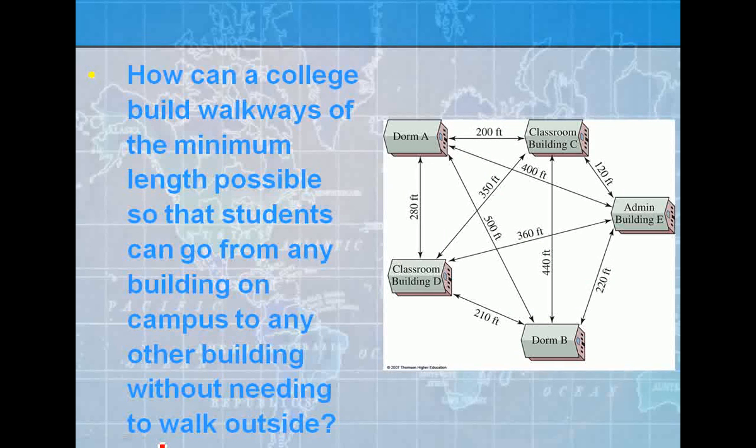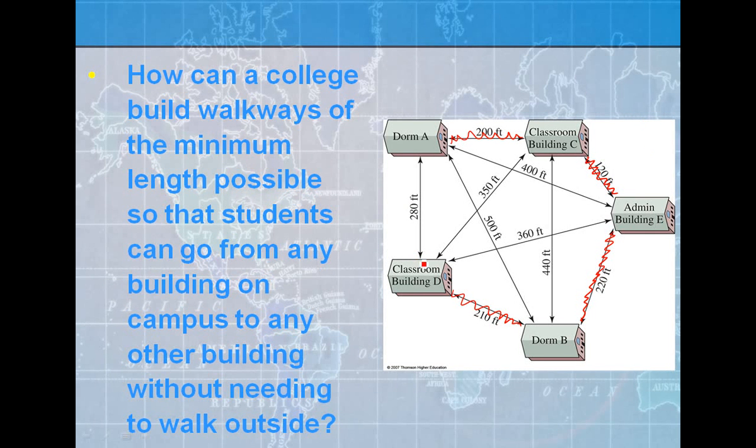So if we want to build walkways for this college and we want to save money, so we want to have the smallest amount possible and still be able to reach all of the classroom buildings and dorm buildings and so on and so forth. So the smallest is 120, so we're going to put that edge in. Then next smallest, we have 200. Then we have 210. Still no circuit. 220. Still no circuit.